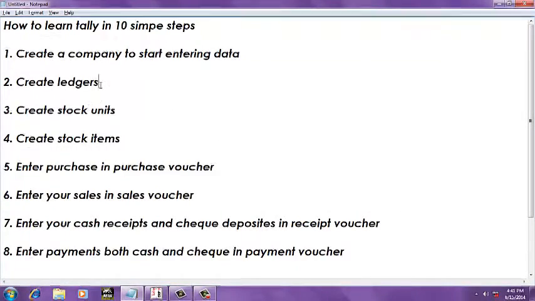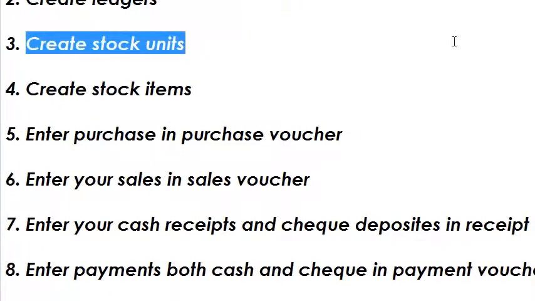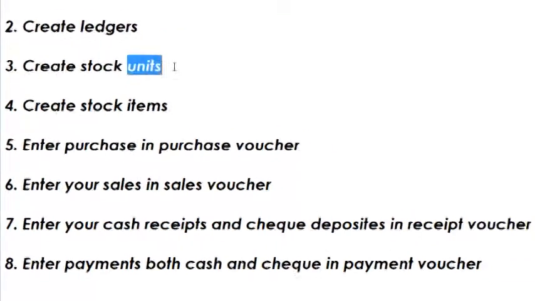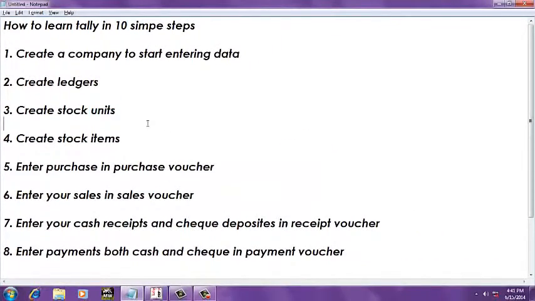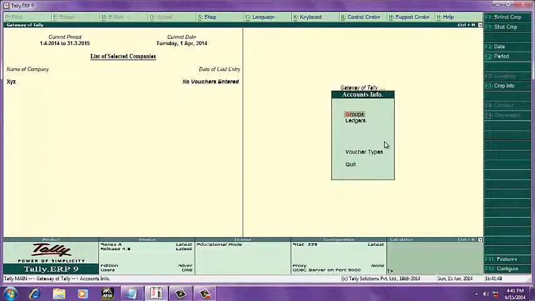Now create the ledger is over. Now the third is create stock units. Stock units means, when a furniture company purchases, say for example, computer tables, etc., that unit is called numbers. Say create these units as numbers. How to create this? Go to Tally. Press escape key to go back to the gateway of Tally.